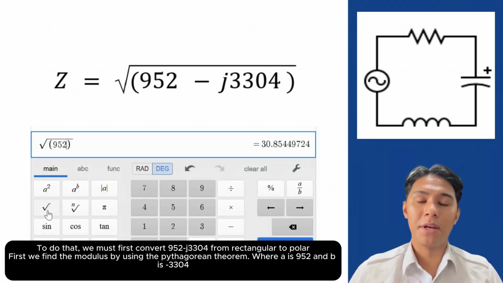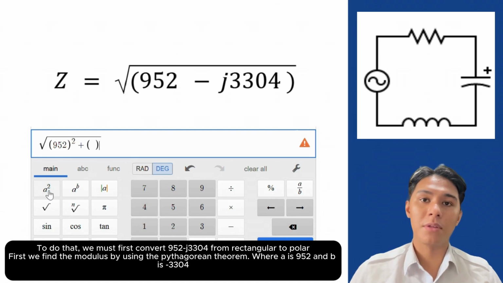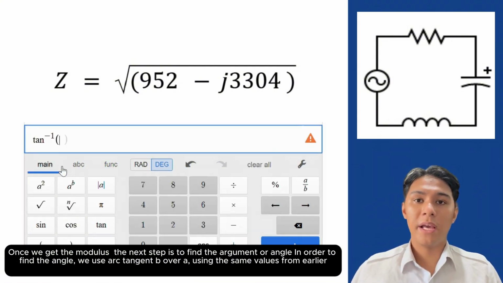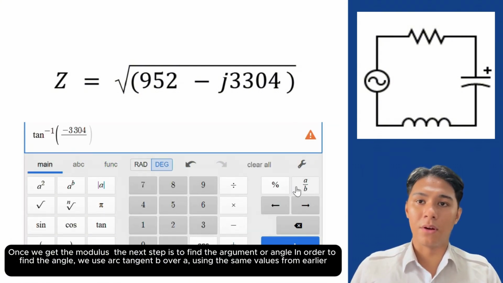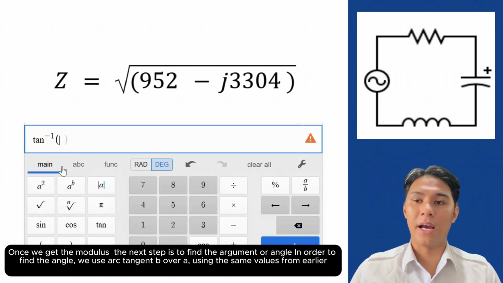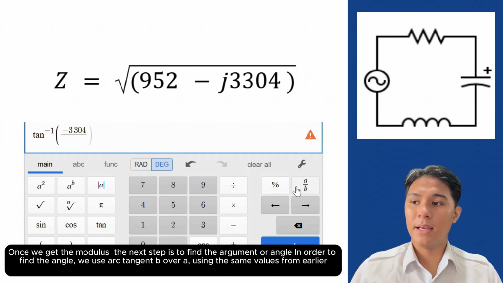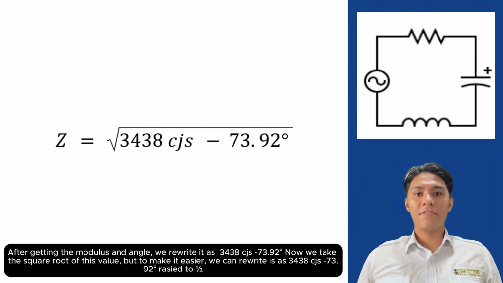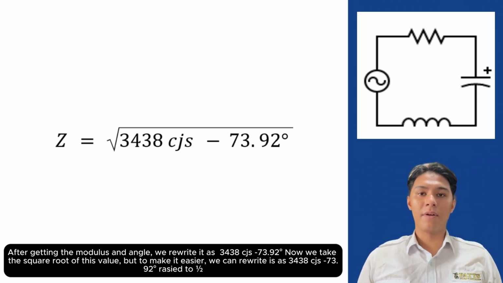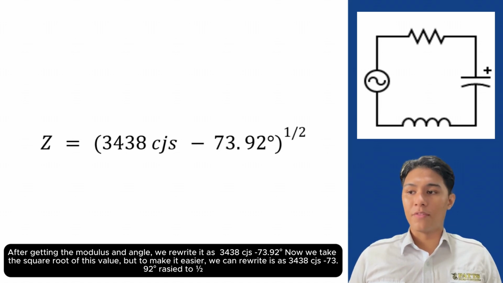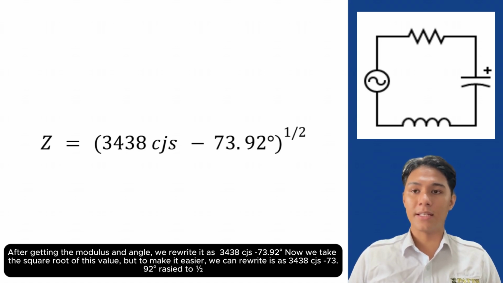First, we find the modulus by using the Pythagorean theorem, where A is equal to 952 and B is equal to negative 3304. Once we get the modulus, the next step is to find the argument or the angle. To do that, we can use the arctangent function b over a, using the same values from earlier. After getting both the modulus and the angle, we can now rewrite it as 3,438∠-73.92 degrees. Now we take the square root of this value, but to make it easier, we can rewrite it as 3,438∠-73.92 degrees raised to 1/2.